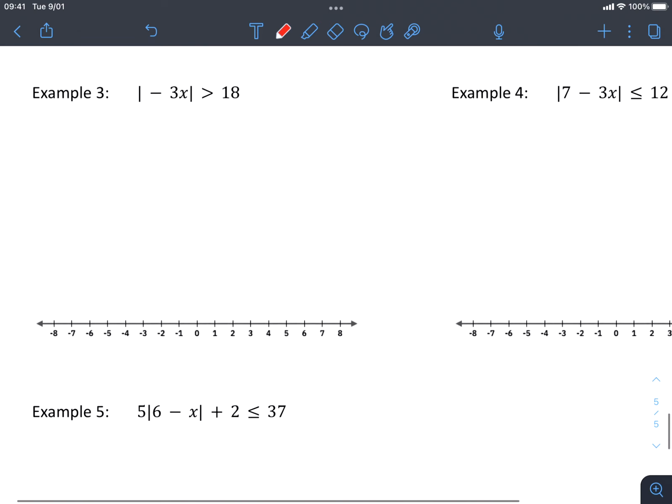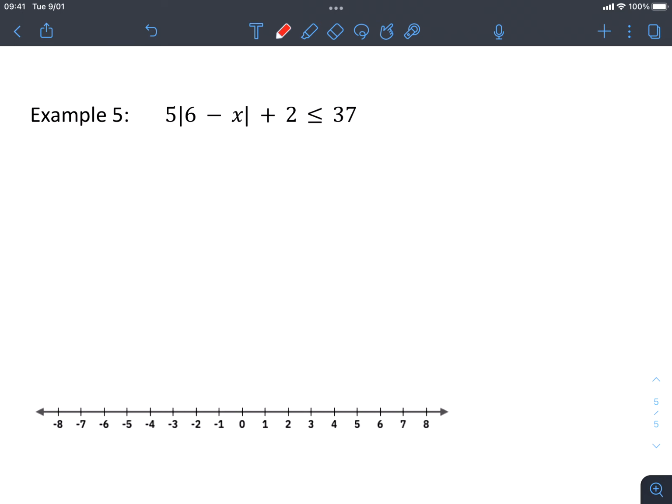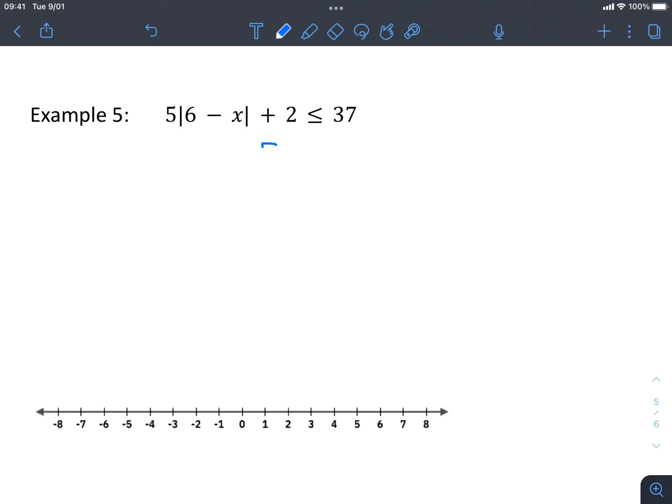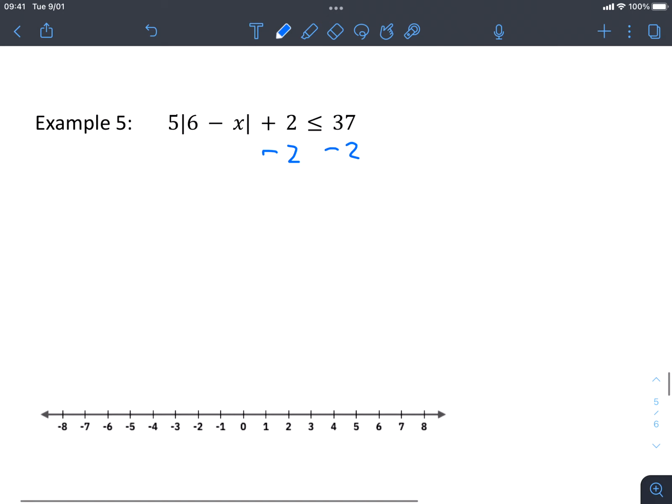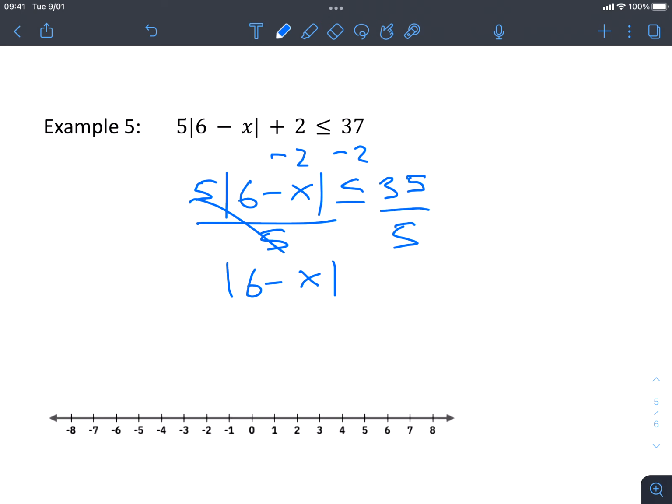We'll do one more example where we have to do a little bit of isolation first. So very similar to what we did previously. I need to subtract 2 on both sides here. So I get 5 times the absolute value of 6 minus x is less than or equal to 35. Well, I also know that I need to divide by 5 to get my absolute value by itself.